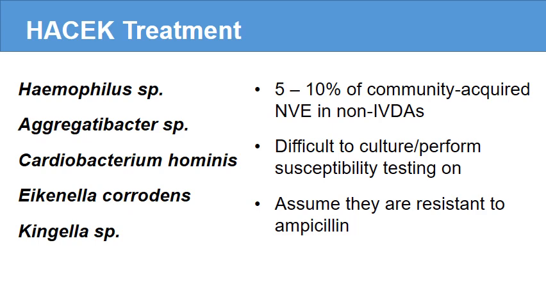So here are the weird gram-negatives. I've changed the acronym now to HASHIC, kind of like the goalie who used to play for the Sabres. Those 5 organisms, again, that you should be able to identify are Haemophilus, Aggregatibacter, Cardiobacterium, Eikenella, and Kingella.